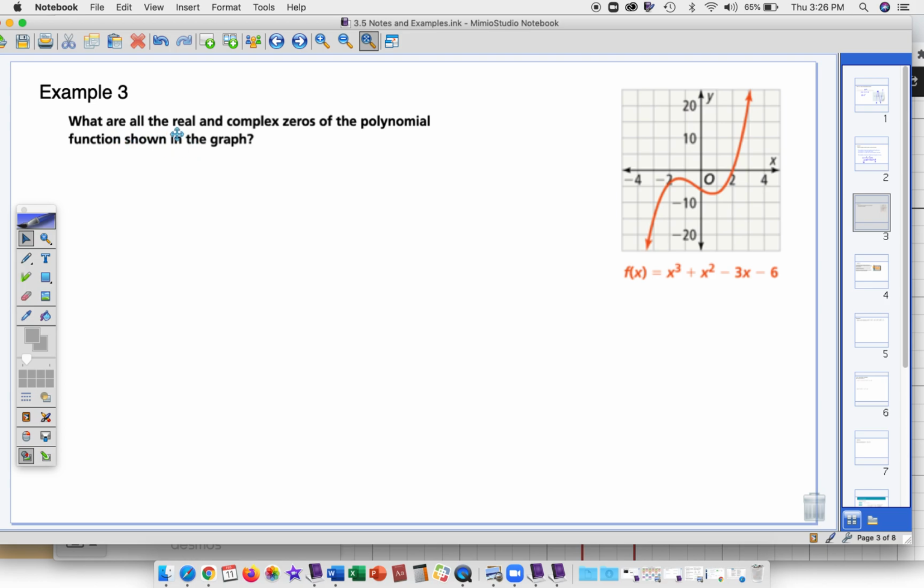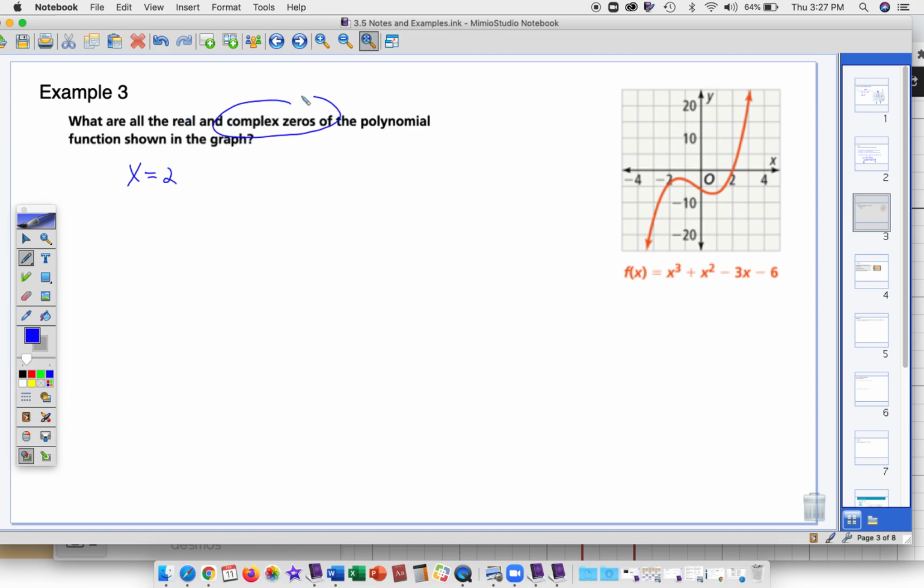In example 3, what are all the real and complex zeros of the polynomial function shown in the graph? So this is what we're going to do. You'll be given the graph, or you'll be given the function. You can put it into Desmos or your calculator, and you'll be able to find what we call the real zero, right? X equal to 2, that's a real number. So I know that one of my solutions is x equal to 2.